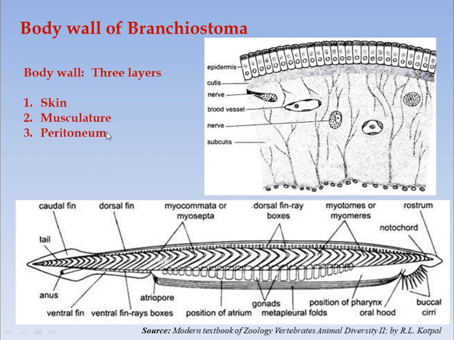As the name implies, musculature means muscles are present. Just below the skin, muscles are present which form the greater part of the body wall, and they are very thick. As you can see, these are the muscles. On the dorsolateral side, so this is the dorsal part of the branchiostoma and this part is the lateral side, they are very thick. And why on the dorsolateral side are they very thick? Because the notochord and nerve cord are present in this region.